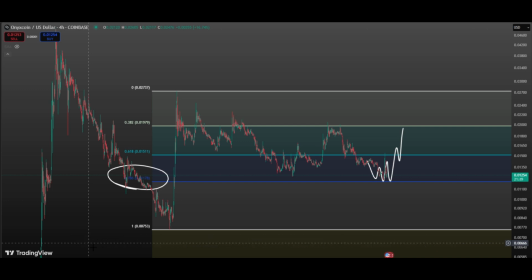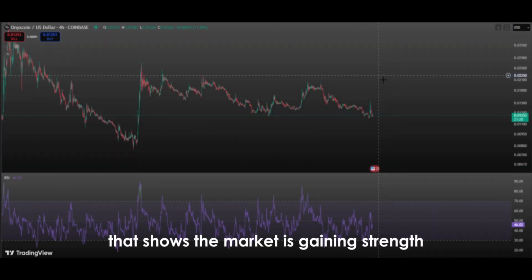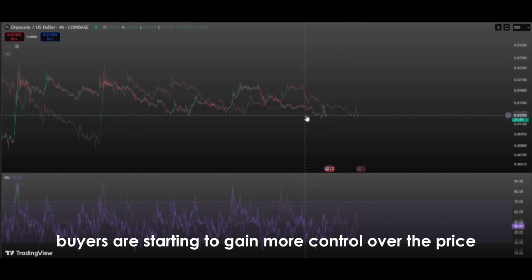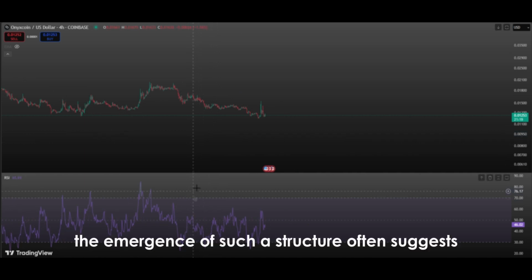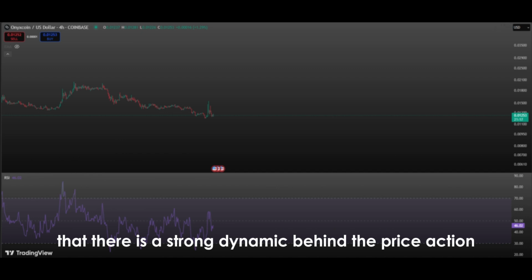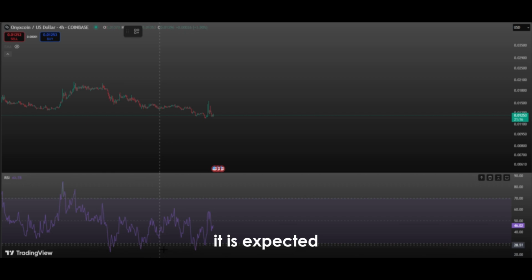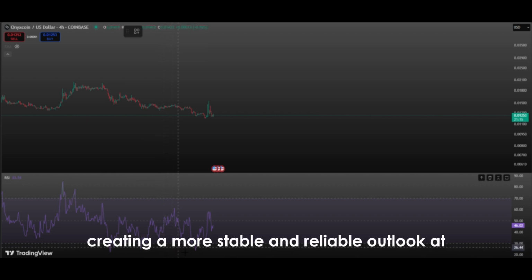Keep watching. The formation of an uptrend in the RSI indicator is a highly valuable signal that shows the market is gaining strength, buyers are starting to gain more control over the price, and overall positive momentum is being built. The emergence of such a structure often suggests in technical analysis that there is a strong dynamic behind the price action. When this uptrend forms on the RSI, it is expected that the price will also move in parallel, creating a more stable and reliable outlook.